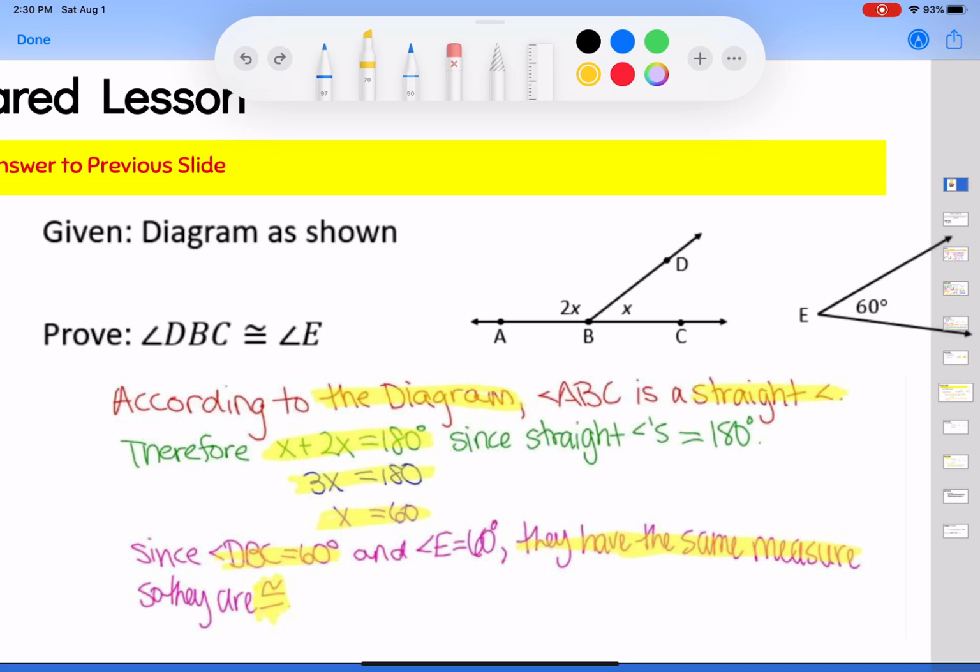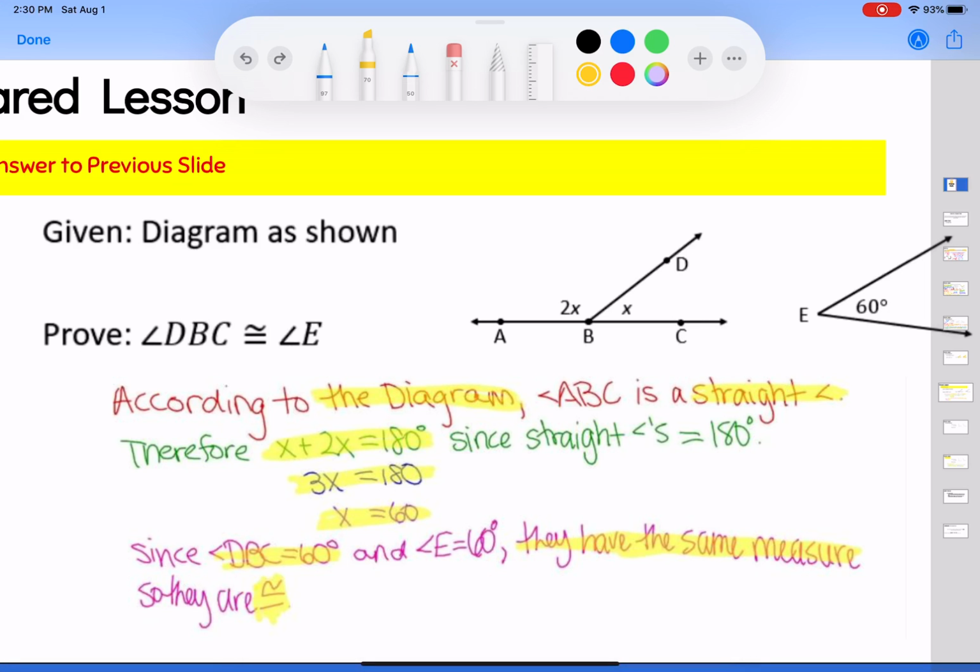So therefore, x plus 2x equals 180 degrees, since straight angles equal 180 degrees. That seems a little redundant. You've got the straight angle in there twice. You definitely need to have, according to the diagram, that ABC is a straight angle. So that's why I only highlighted the equation here.